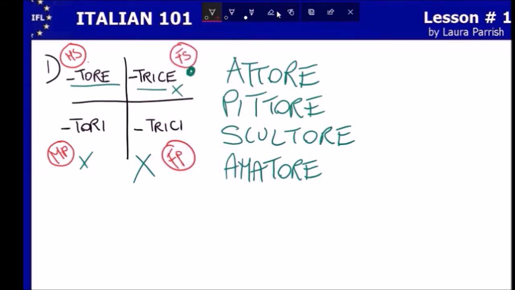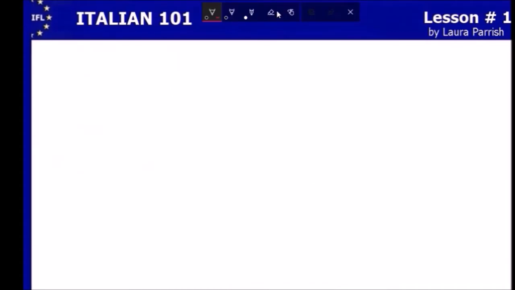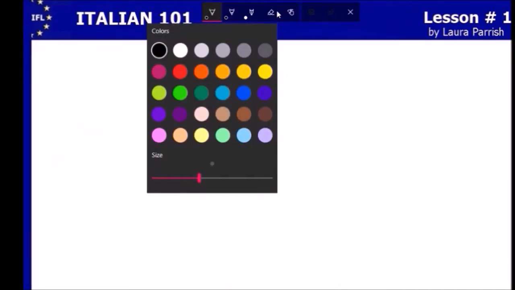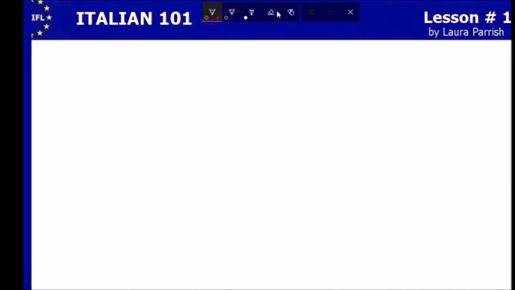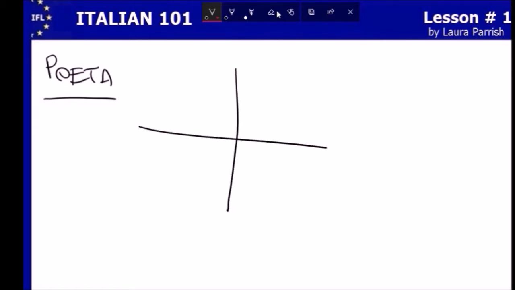Okay, so let's go to the next exception that we have. Let's just delete this. Let's say that there are also some things to know. For example, there are some masculine words ending in a. This word is masculine and ends in a. I don't know why they are exceptions. Poeta is a poet, so poeta. The feminine is poetessa.